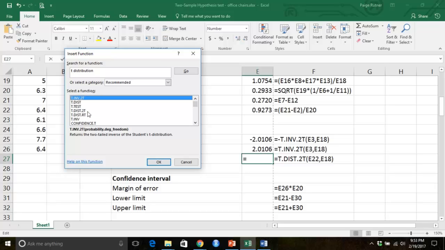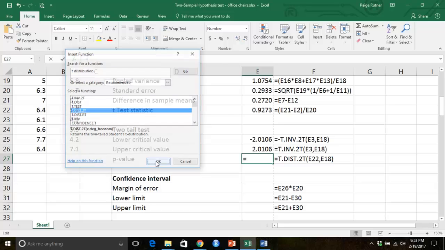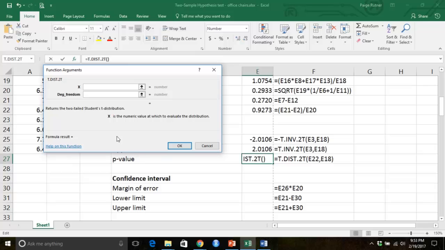You've got t.dist, which gives you the lower tail, the area in the lower tail of a t-distribution. You've got t.dist right-tailed, RT, which gives you the area in the upper tail of a distribution. And then you've got t.dist two-tailed, which gives you the sum of the areas in both tails of a distribution. For this one, I'm going to go ahead and use t.dist two-tailed because I'm working with a two-tailed hypothesis test.